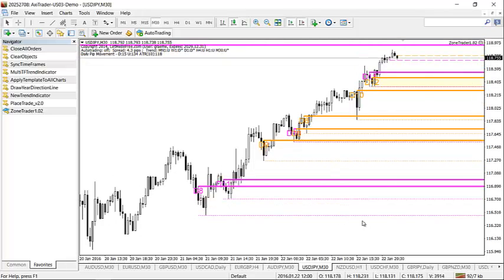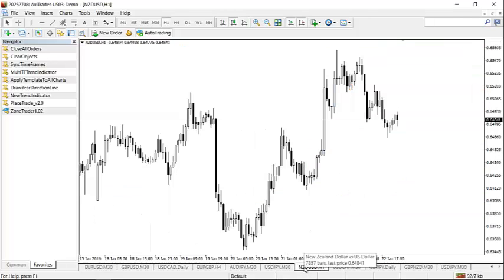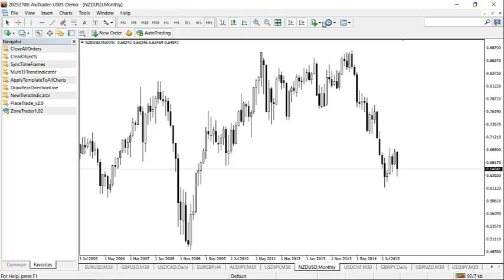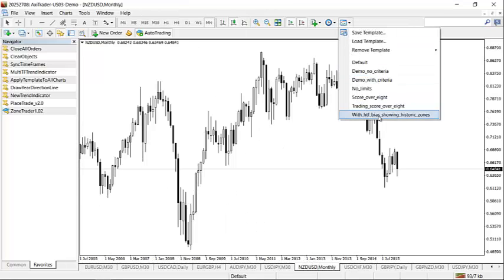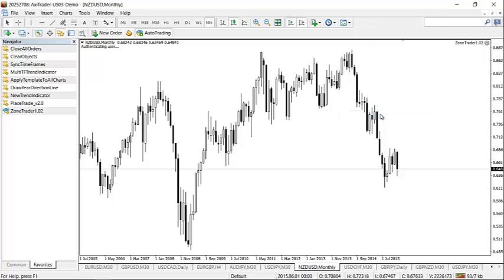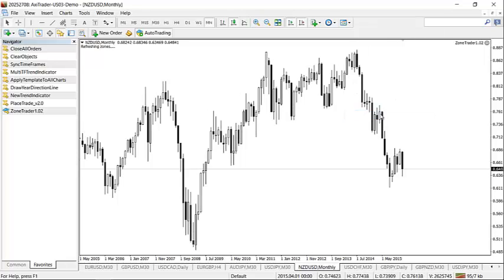Okay, now should we take a quick look at the yen, maybe have a quick look at the Kiwi. That's the last pair tonight. Click to monthly, bring up the template.